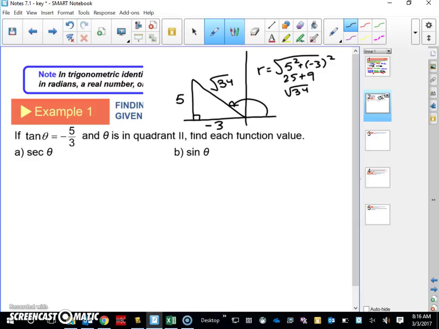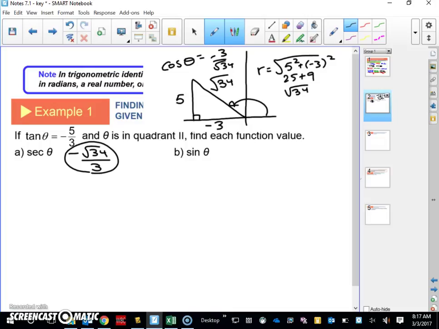When part A says they want to find secant, we know secant is 1 over cosine theta, the reciprocal of cosine theta. You should be able to see in this picture that cosine theta is -3 over the square root of 34. It's x over r. So if secant is that reciprocal, you're going to get -square root of 34 over 3. That would be the answer, what secant theta equals. We just did it geometrically by drawing a picture. I hope you guys remember doing that.